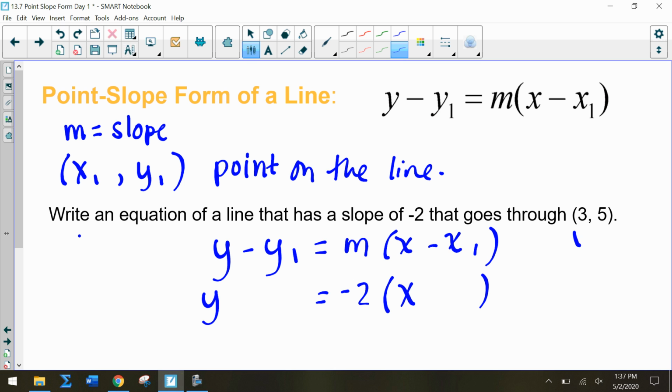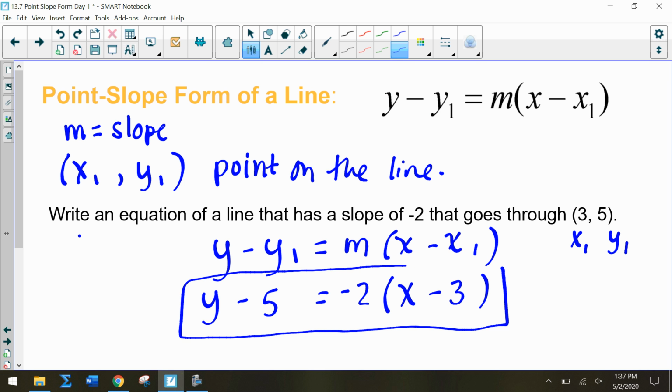So for this point, x sub 1 is 3 and y sub 1 is 5. So x sub 1 is 3, that's going to go with that x, and y sub 1 is 5, that's going to go with the y. We can leave our answer in this form, and this is how we can write an equation of a line that has a slope of -2 that goes through the point (3, 5).